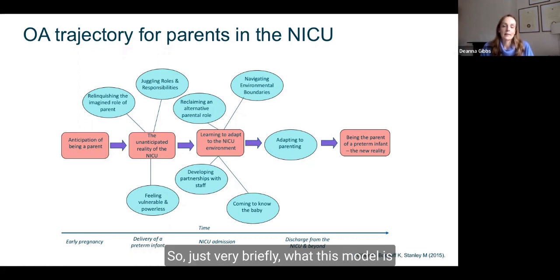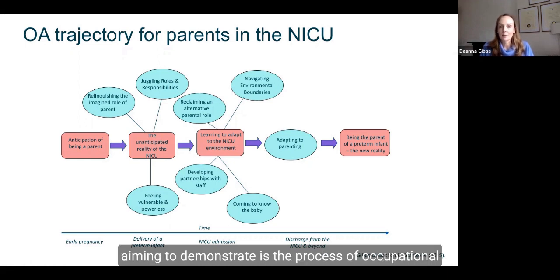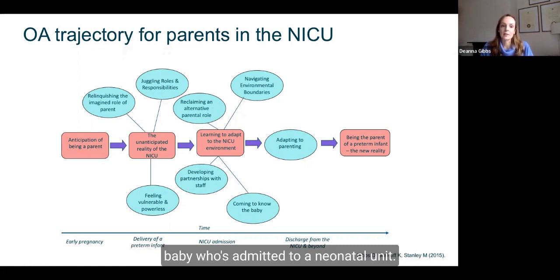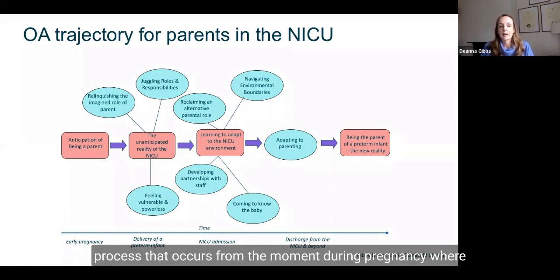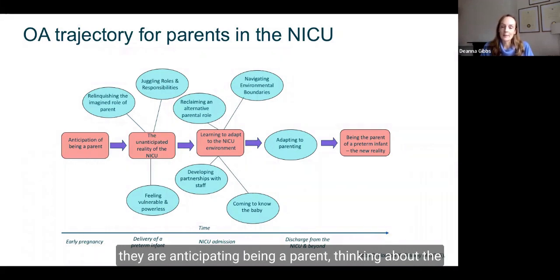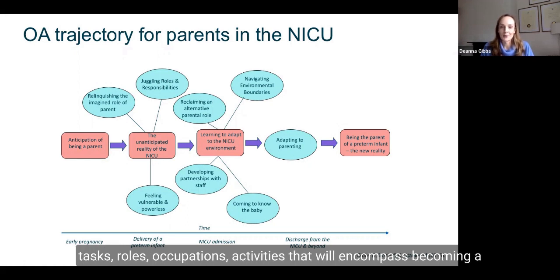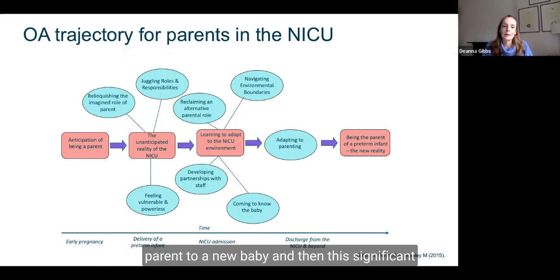So just very briefly, what this model is aiming to demonstrate is the process of occupational adaptation that parents experience as they have a baby who's admitted to a neonatal unit. So you can see there's a continuum or a process that occurs. So from the moment during pregnancy, where they are anticipating being a parent, thinking about the tasks, roles, occupations, activities that will encompass becoming a parent to a new baby.